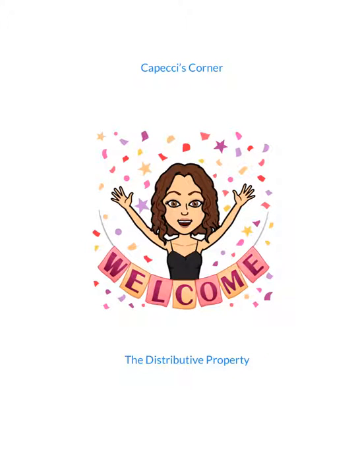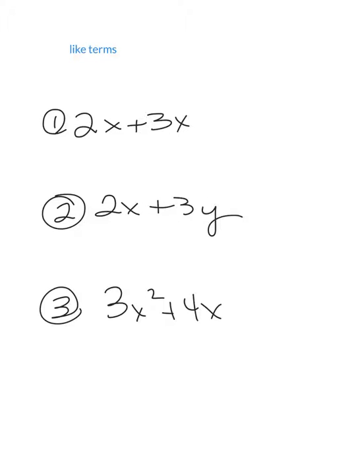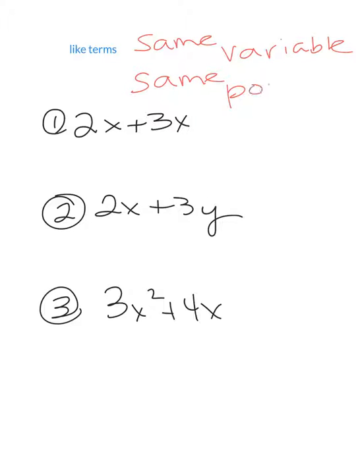Today in Capechi's Corner, we're going to look at the distributive property. When we're looking at the distributive property, we also need to talk about like terms. So like terms are terms in the expression that have the same variable and they also have the same power. So if you remember from a previous lesson, the variable is a letter, power is the exponent.